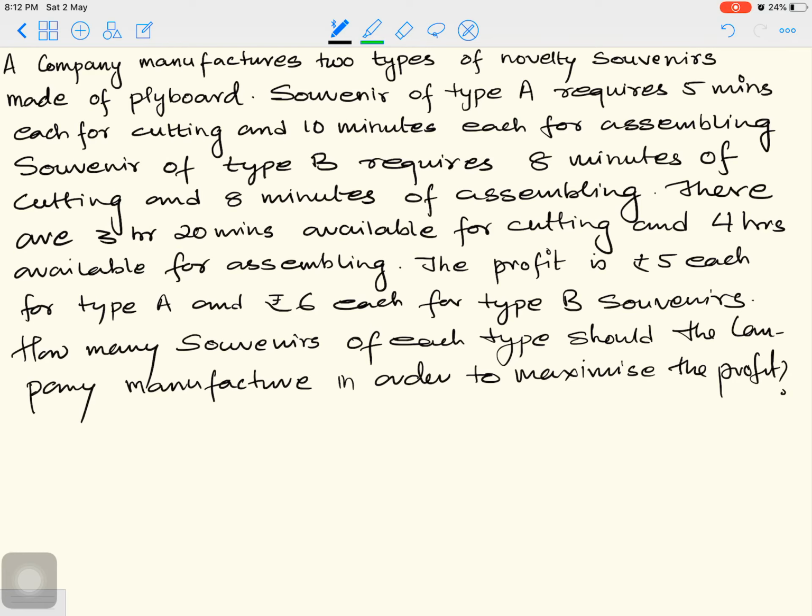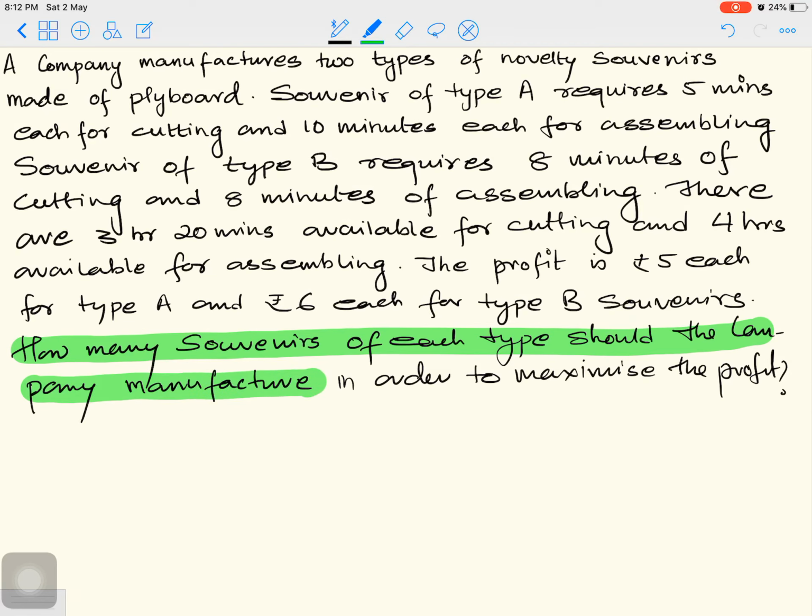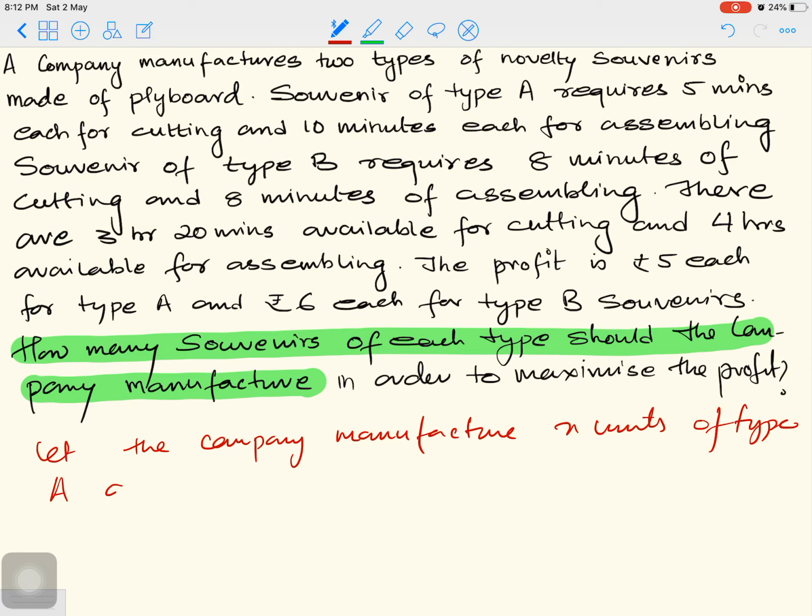According to this question, let me highlight it. How many souvenirs of each type should the company manufacture? Look at this highlighted line. How many souvenirs of each type should the company manufacture? This is our decision variable. So we write it down. We'll assign variables to it, and we will write down: let the company manufacture x units of type A and y units of type B souvenir.